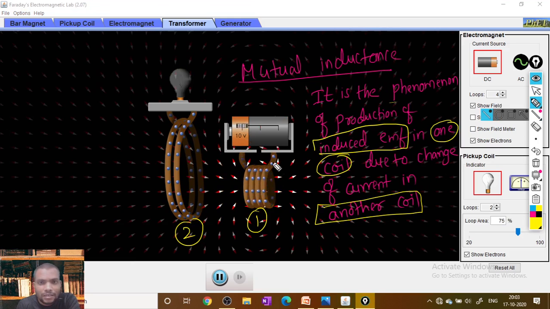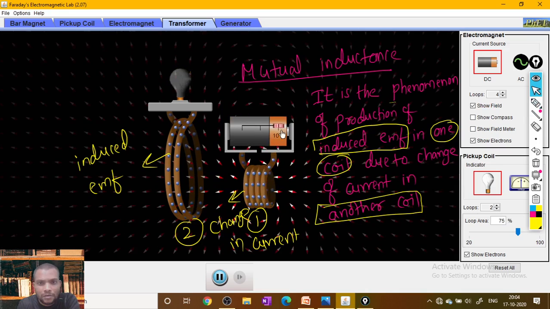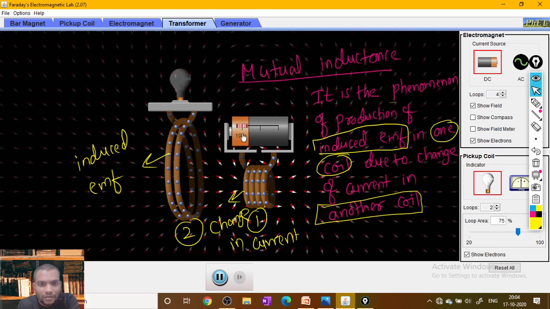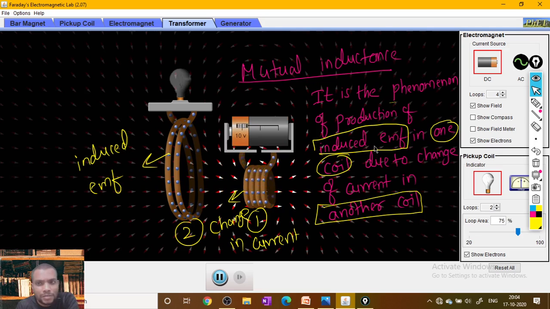As I switch on coil 1, here it is change in current. The change in current in coil 1 causes induced EMF in coil 2. Since I have here an option to switch on or flip the cell, this action causes a change in the magnetic flux through coil 2. So according to Faraday's laws of electromagnetic induction, an induced EMF will be set up in the other coil. This phenomenon is known as mutual inductance.